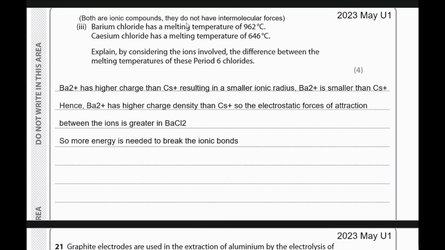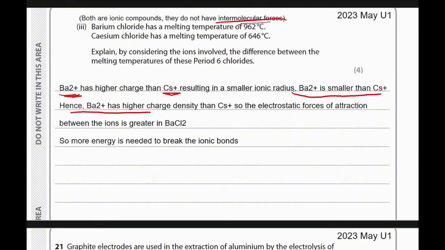Moving on, it says here that barium chloride has a melting temperature and caesium chloride has this one. Explain, you have to consider the ions involved. Now you need to understand one thing. Both of them are ionic compounds, so there is no question of intermolecular forces here. Ba2+ obviously has a higher charge than Cs+, and it has a smaller ionic radius, so Ba2+ is smaller than Cs+.